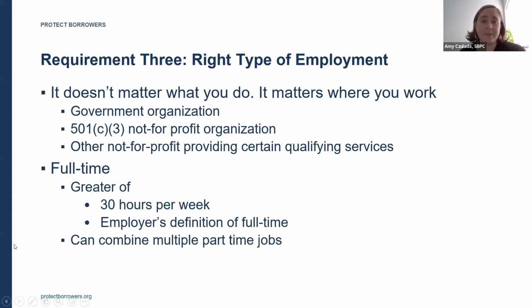Third, to get public service loan forgiveness, you need to work in public service. The focus is on your employer and not on your role. You can work at a government organization, so that covers most city, state, and federal employees, a 501c3 nonprofit, or certain other nonprofits. You also have to work full-time, which is defined as 30 hours a week, or what your employer says is full-time, if it's more than 30 hours. And the 30 hours can be with more than one employer if you have multiple part-time jobs at different public service employers.